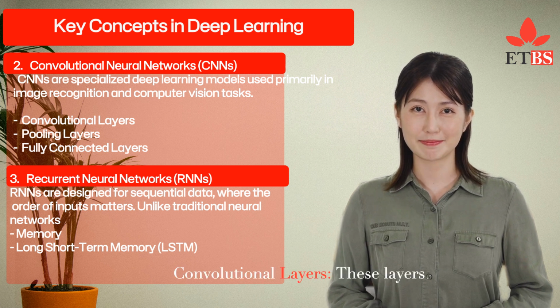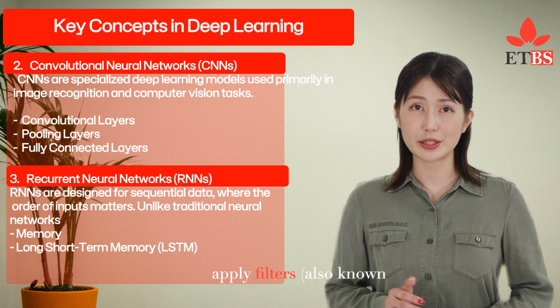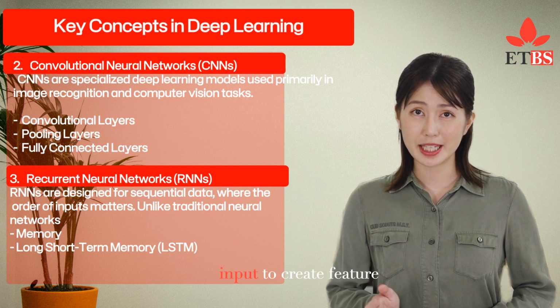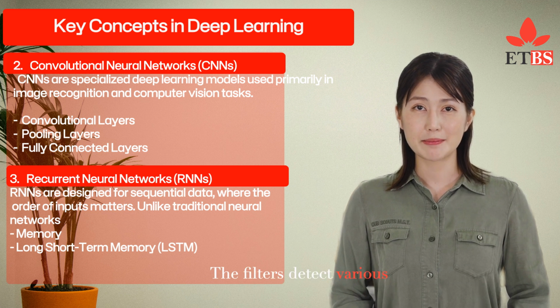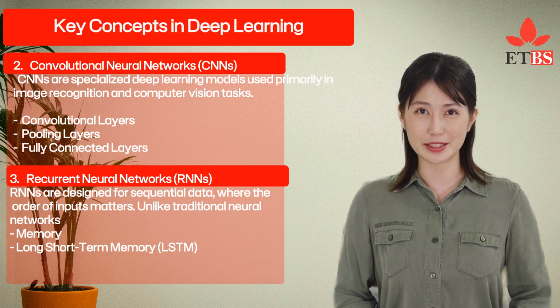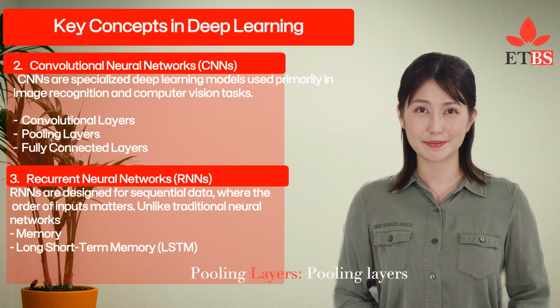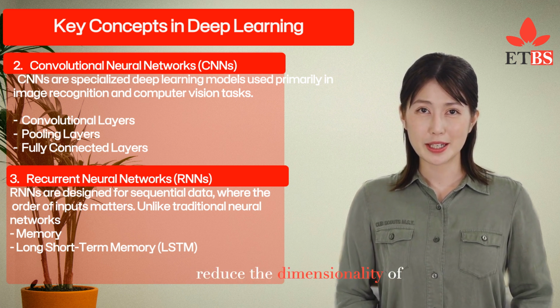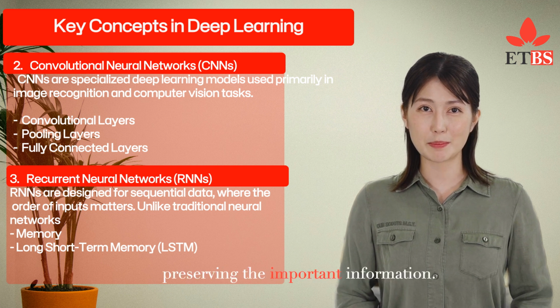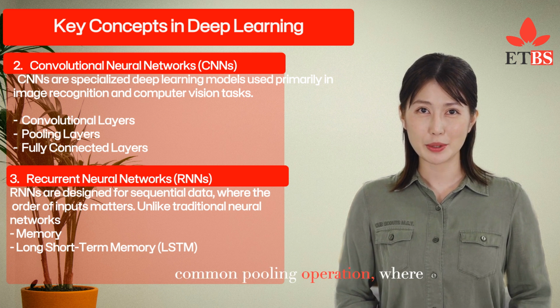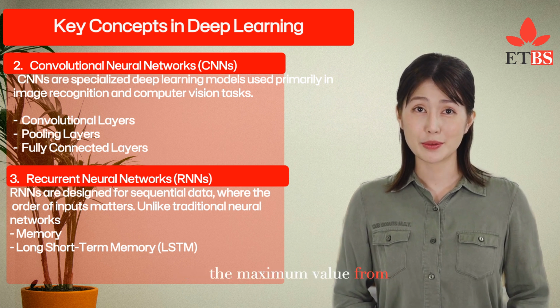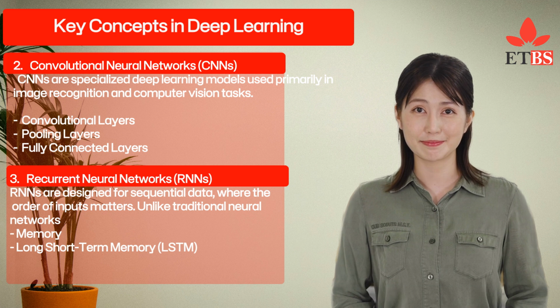Convolutional layers. These layers apply filters, also known as kernels, to the input to create feature maps. The filters detect various patterns like edges, textures, and shapes. Pooling layers. Pooling layers reduce the dimensionality of the feature maps while preserving the important information. Max pooling is a common pooling operation where the maximum value from each region is selected.